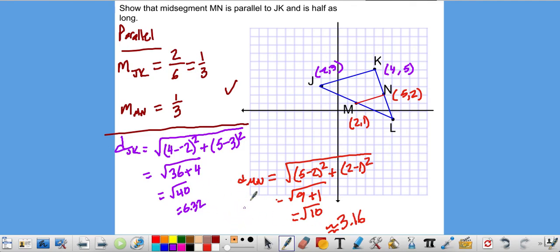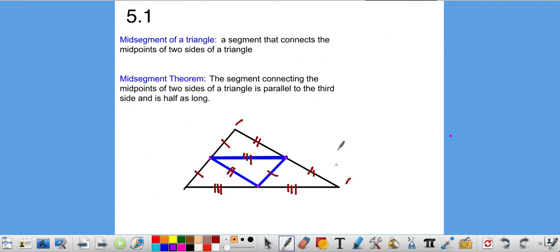So we did show that JK is twice as long and that both those lines are parallel. And that's really it. All of 5.1 is playing with this theorem.